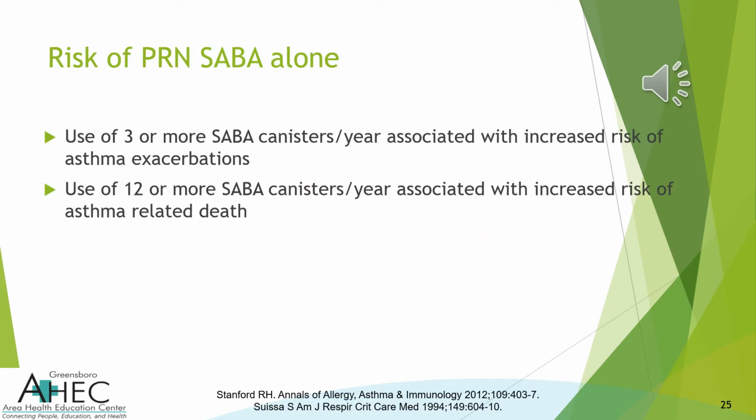Retrospective studies have shown increased risk of asthma exacerbations and asthma-related death with more canisters of short-acting beta agonists like albuterol that a patient fills. Use of 3 or more SABA canisters per year was associated with increased risk of asthma exacerbations, and use of 12 or more SABA canisters per year was associated with increased risk of asthma-related death.